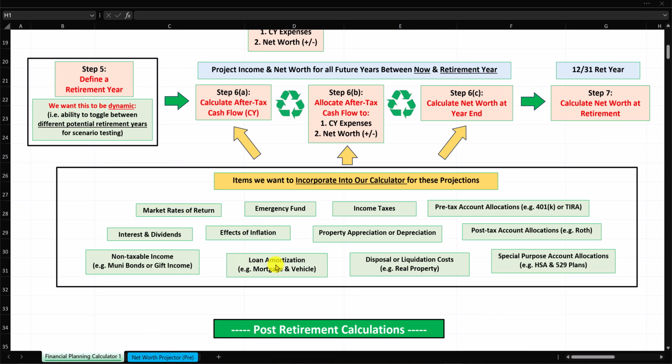We want to look at loan amortization, for example, mortgage loans and vehicle loans. We want to consider disposal or liquidation costs such as the cost to liquidate real property. We want to consider the impacts of property appreciation or depreciation over time. And we also want to consider special purpose account allocations such as health savings accounts or 529 education plans.